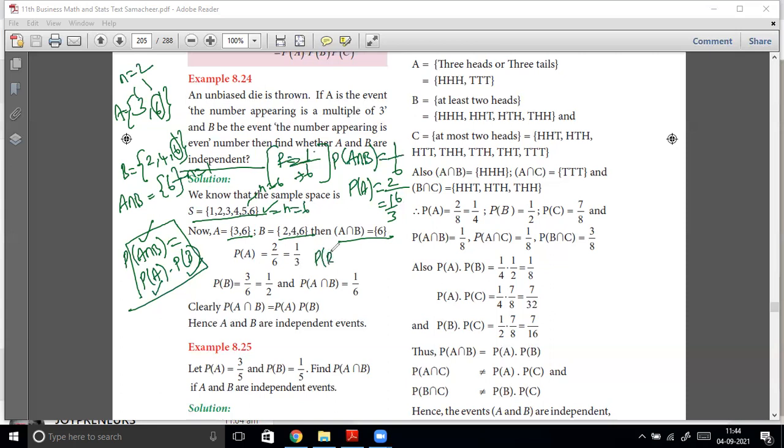Now let us find P of B. P of B is the number of outcomes, 3, over the total sample space, 6. That is equal to half. So P of A into P of B: 1/3 into half, that is equal to 1 by 6. We found P of A intersection B is also 1 by 6. So P of A into P of B is equal to P of A intersection B. Therefore, the two events are independent.